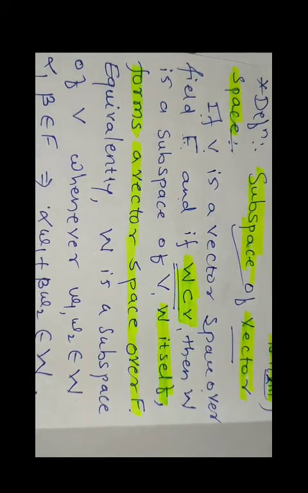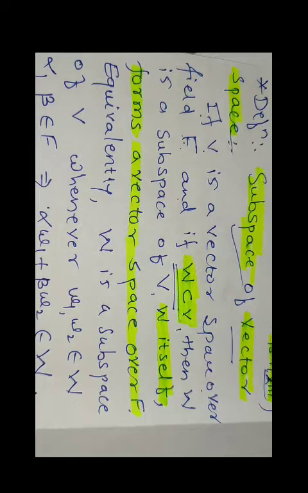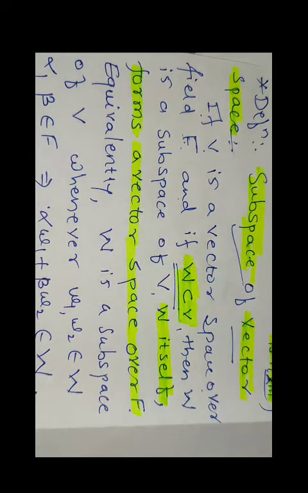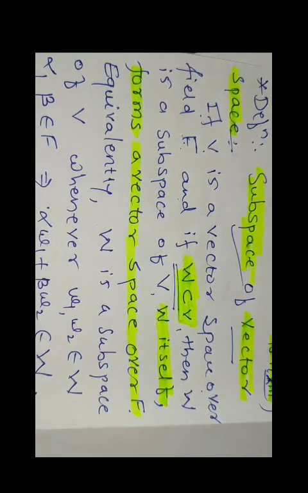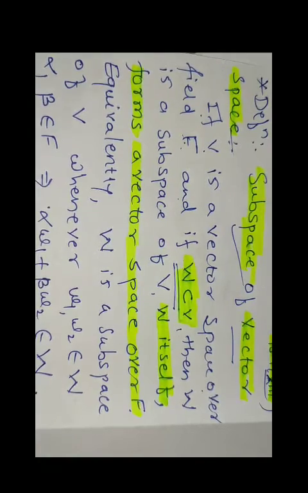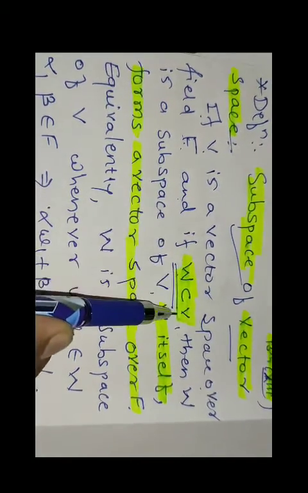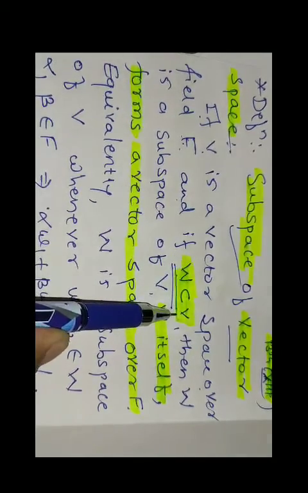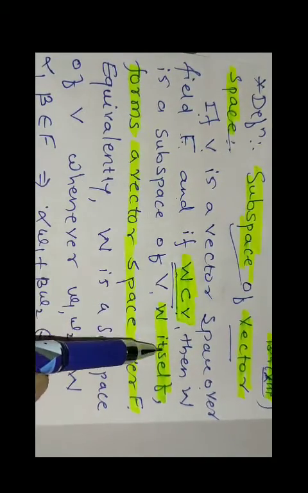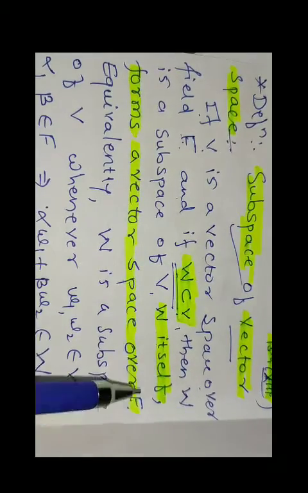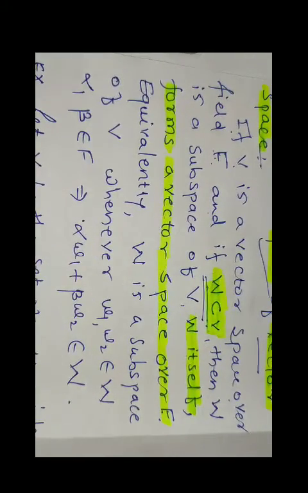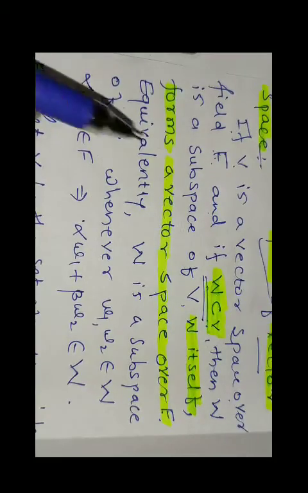This definition is like group and ring. So what is a subgroup? If H is a subgroup of group Z, then we have already discussed that H itself forms a group. In a similar manner, if W is a subset of V, then W itself forms a vector space over the field F.